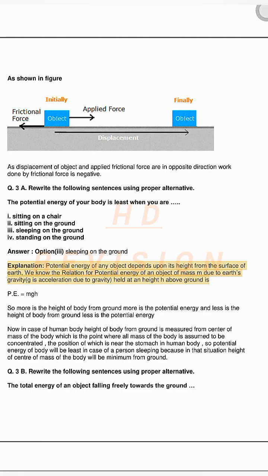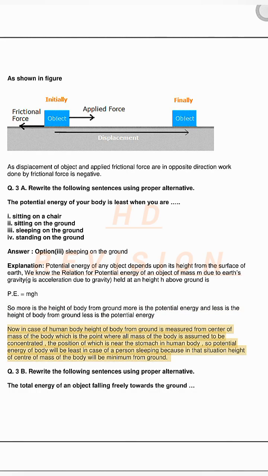We know the relation for potential energy of an object of mass m due to Earth's gravity, where g is acceleration due to gravity, held at a height h above ground: PE equals mgh. So the more the height of a body from the ground, the more the potential energy, and the less the height of the body from the ground, the less the potential energy.